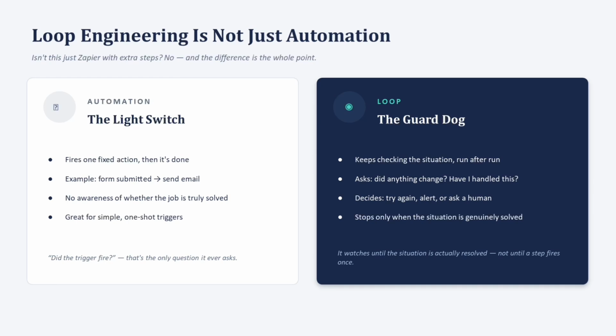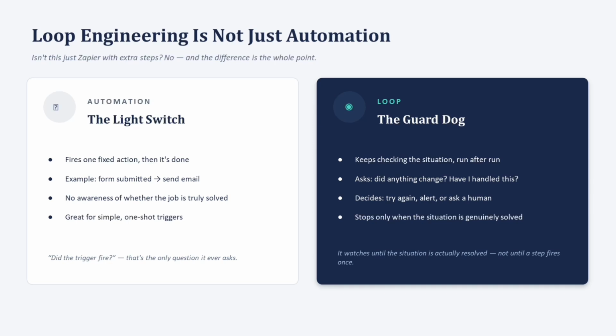But on the other hand, the loop, the guard dog, keeps checking the situation run after run. It will continuously check the situation, then ask: did anything change, have I handled this? So it will also check whether anything changed or not, and what to do when it changes, and then decide: try again, alert, or ask a human.